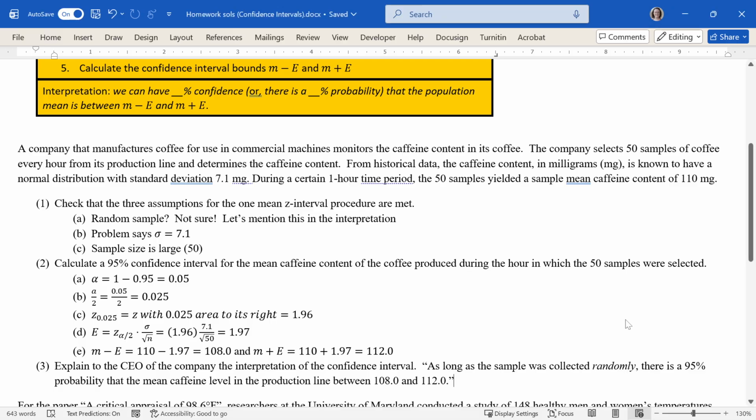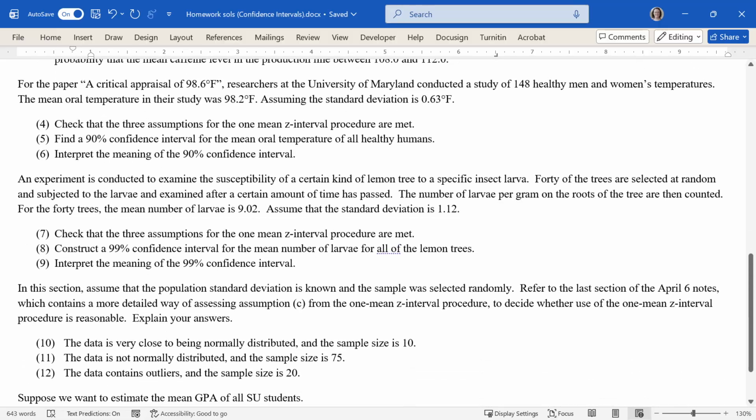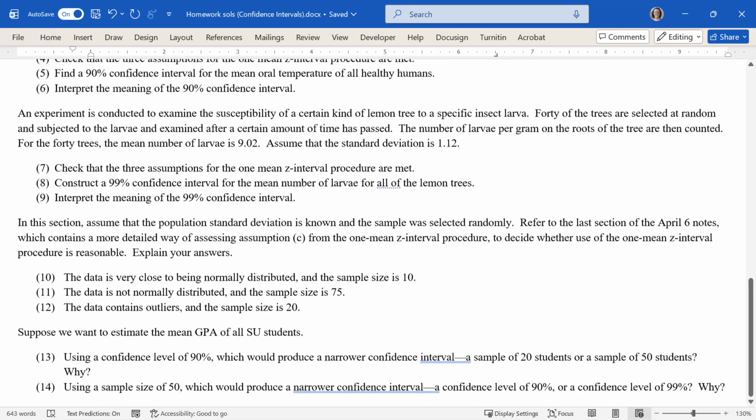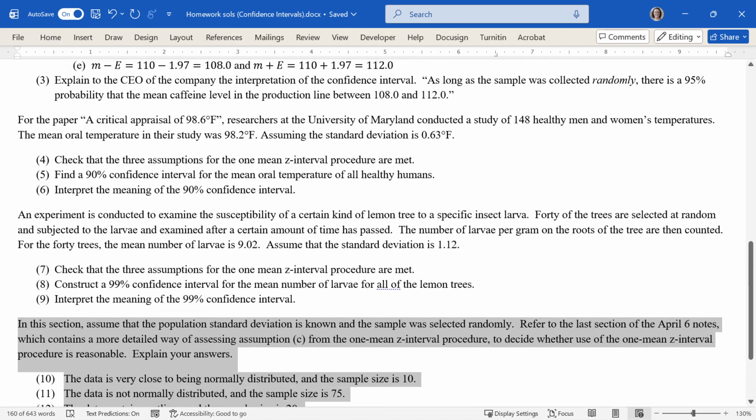Okay, so that is the end of that part. Let's go ahead and we're going to do a couple more of these, and then we have some more thinkier ones at the end.